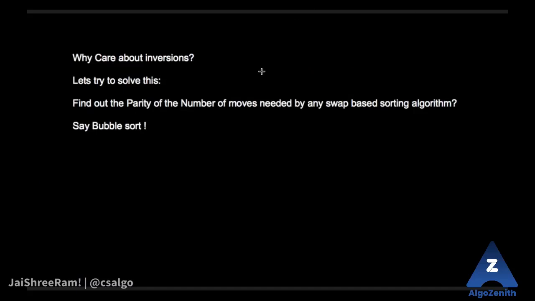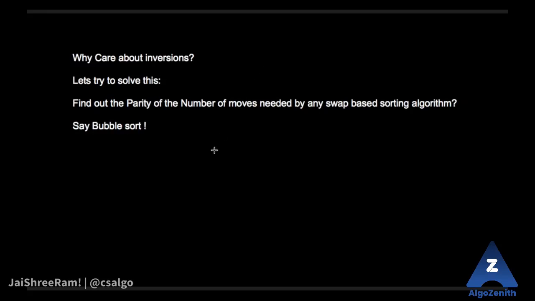Let's try to solve one problem: you need to find the parity of the number of moves needed by any swap based sorting algorithm. There are a lot of algorithms, right? Insertion sort, selection sort, bubble sort. If you implement any sorting algorithm using swaps, you need to find the number of swap operations needed. Let's say you are given an array and you need to find the number of swaps needed using bubble sort. In bubble sort, you swap pairwise neighboring elements. So how many swaps will be needed for that?